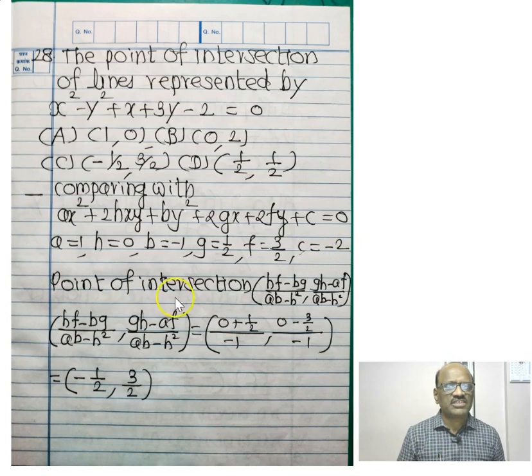Therefore, the point of intersection is (hf minus bg) upon (ab minus h square), and next (gh minus af) upon (ab minus h square). Now substitute the values, then you will get the point of intersection, that is minus 1 upon 2, 3 by 2.